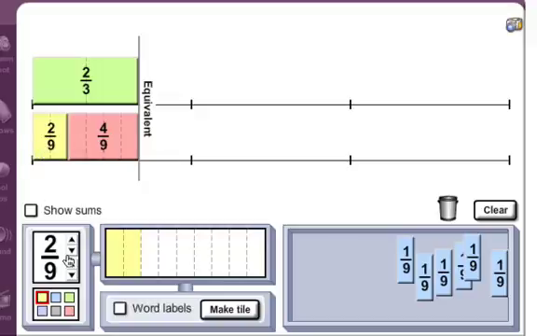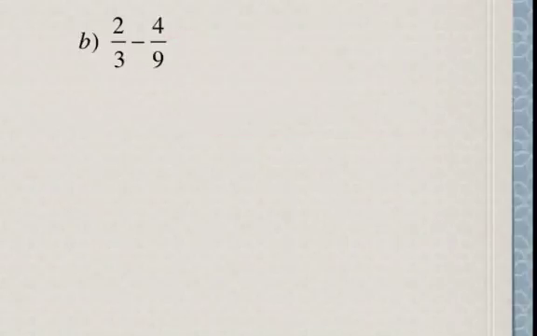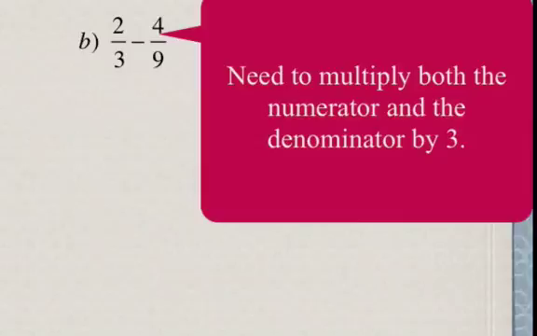And so now we're going to look at how you can do this using pencil and paper. So the same question, 2/3 minus 4 ninths. And remember, the first thing we have to do is find a common denominator for both fractions. And the common denominator here is going to be 9. And so what we need to do to the first fraction is multiply both the numerator and the denominator by 3. So that's for the 2/3.